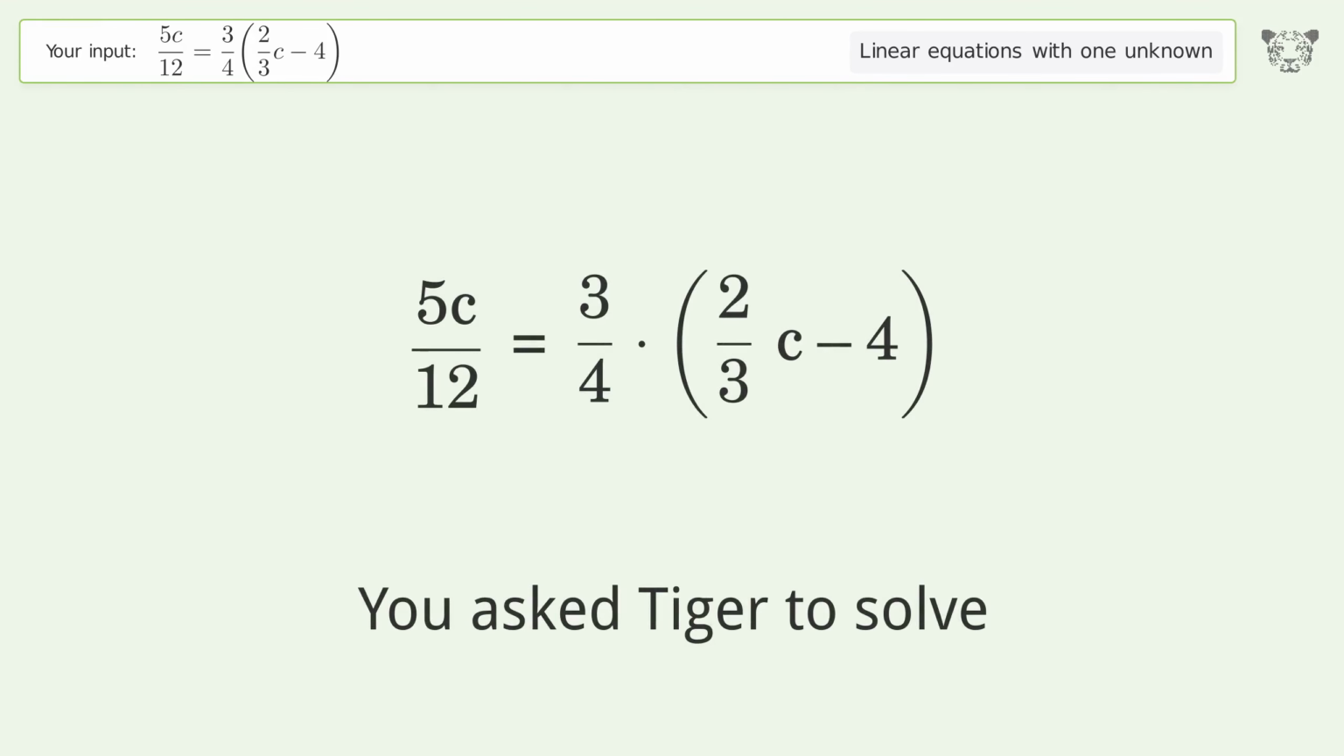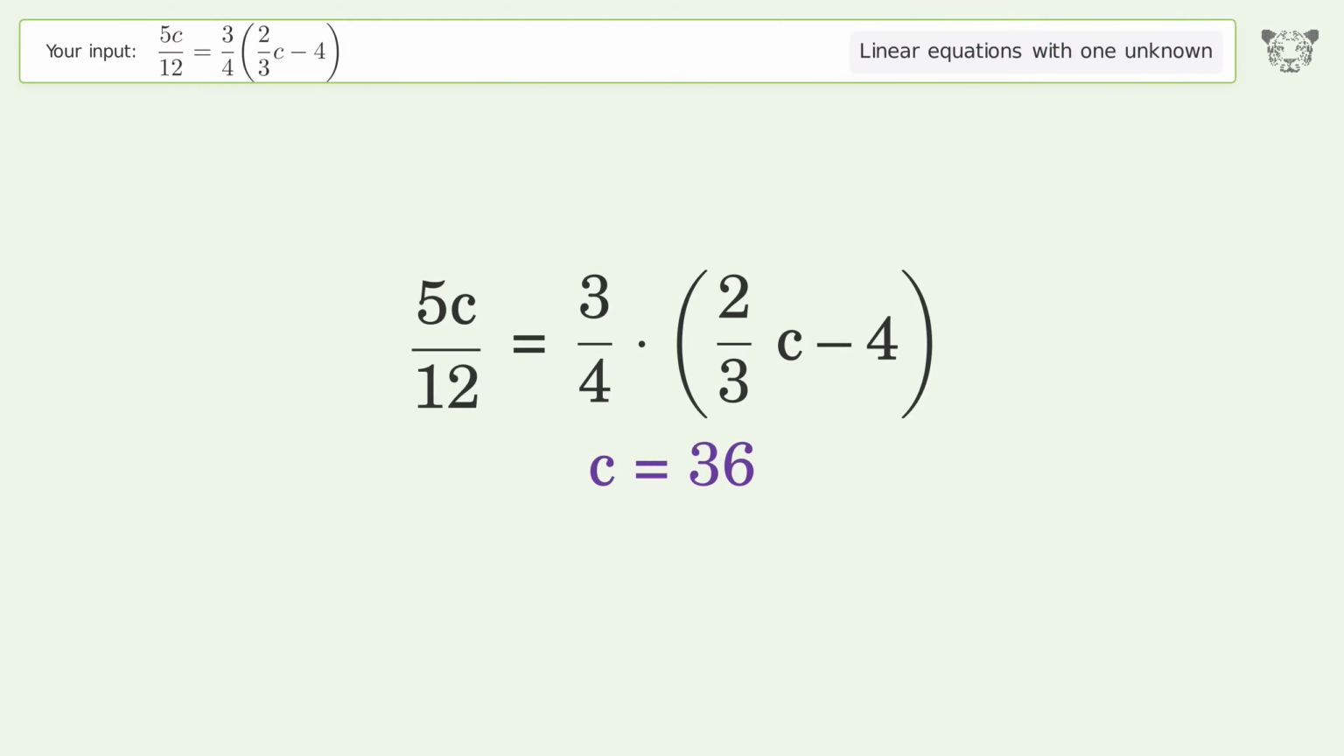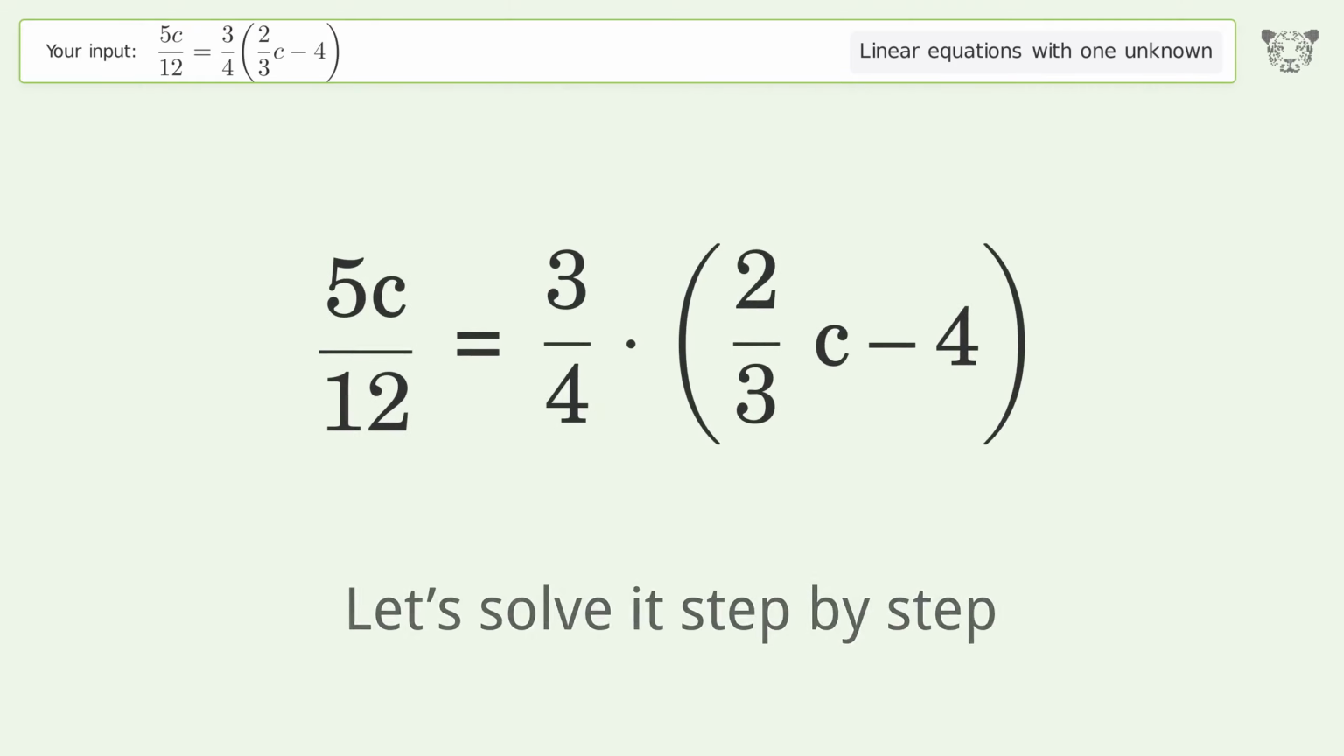You ask Tiger to solve. This deals with linear equations with one unknown. The final result is c equals 36. Let's solve it step by step.